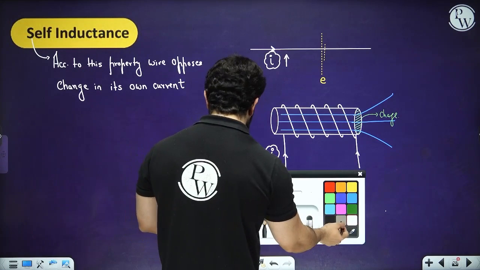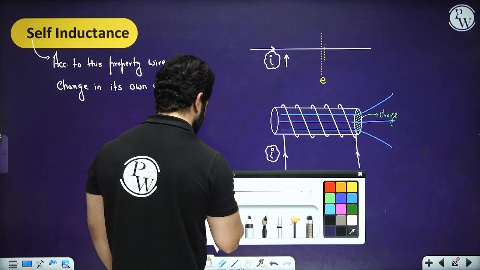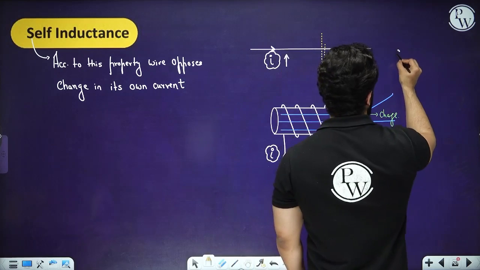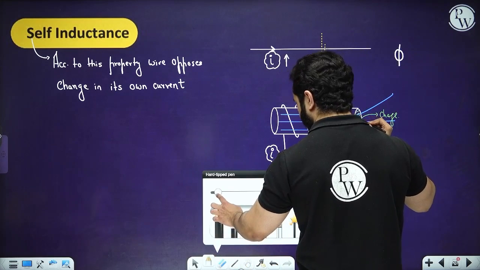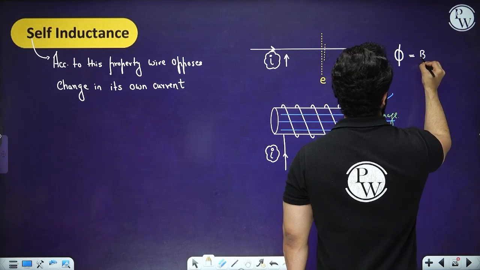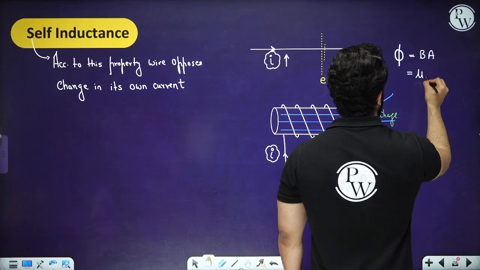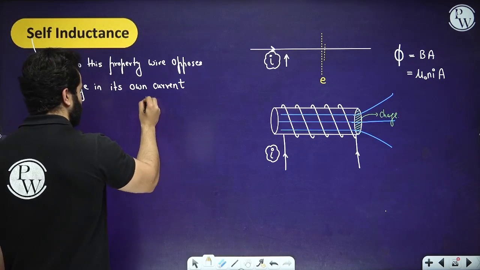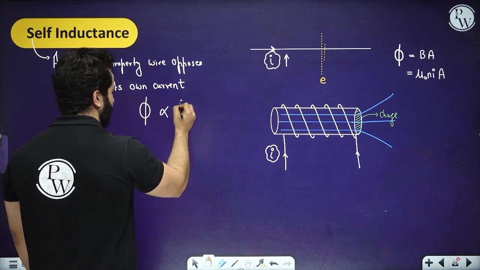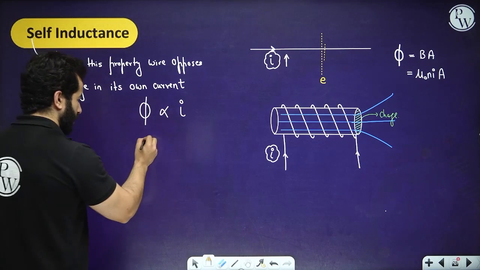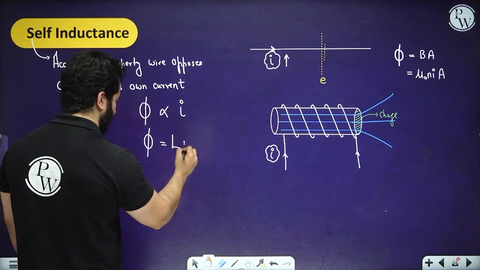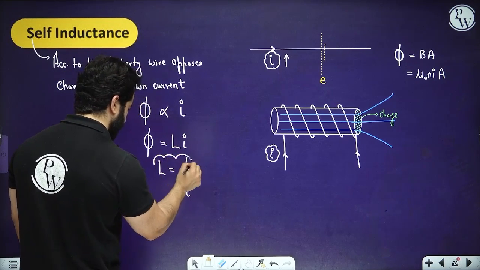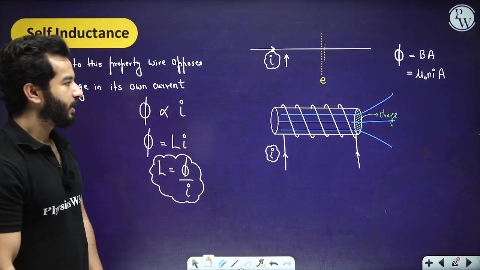So for the case of a solenoid, we know that flux can be written as B into A, and B can be written as mu naught times N i into A, right? So for any type of flux, if we are talking about self-inductance, flux is directly proportional to the current. So we'll remove the proportionality sign and write a constant. This constant is known as coefficient of self-inductance, phi by I.